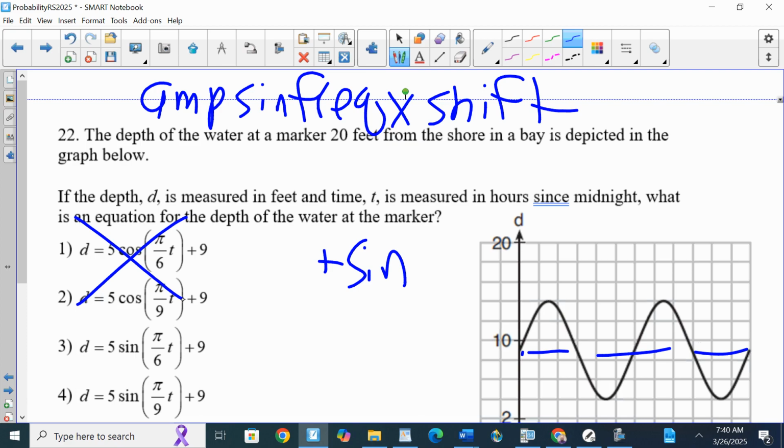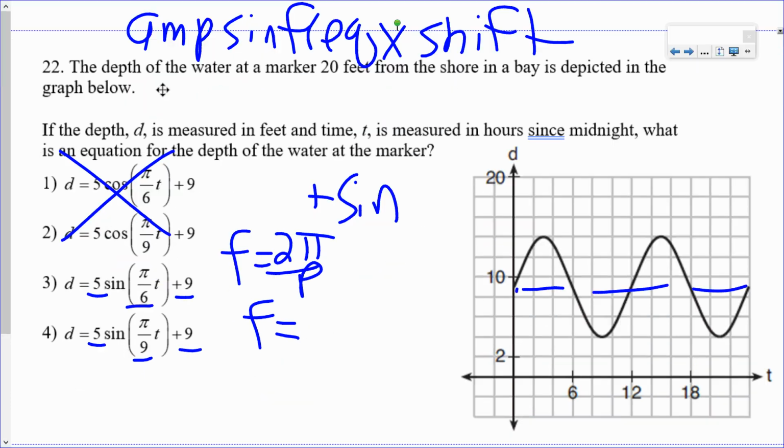I'm sorry, I can't do this in about 2 seconds, but I can do it in a little bit more than 2 seconds. I'm left with choices 3 and 4. They both have the same amplitude and the same midline, so I can't just eyeball it. They have different frequencies. Well, frequency is 2 pi over the period. So I'm going to have to find the frequency using 2 pi over the period. The period is where the first full wave ends. Midline, max, midline, min, midline. This is where your wave ends.